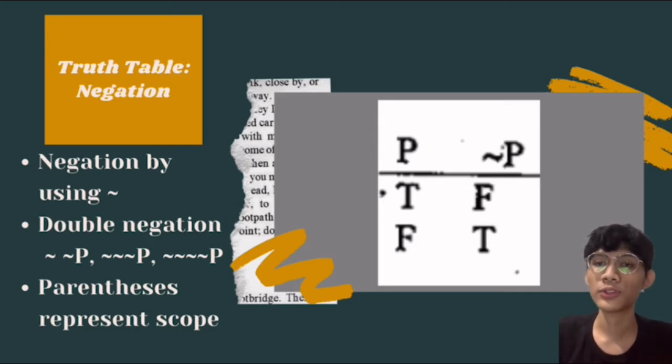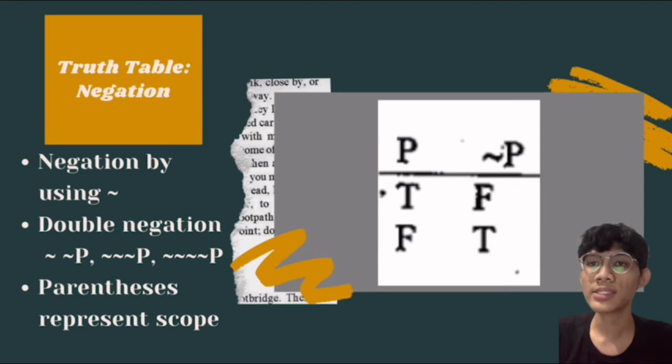If you put two tildes in front of P, then the statement will become true at first. Negated once will make the statement false, then if negated twice, the statement will become true, and so on. So for example, if you negate 5 times, then the resulting statement will be true again.